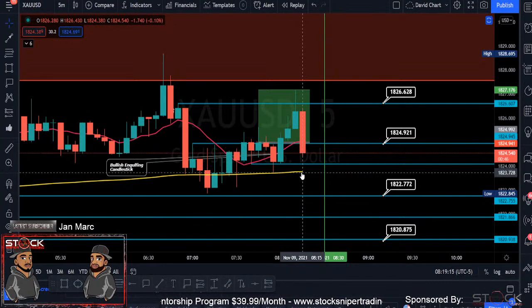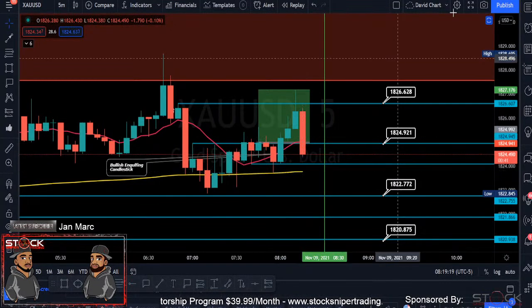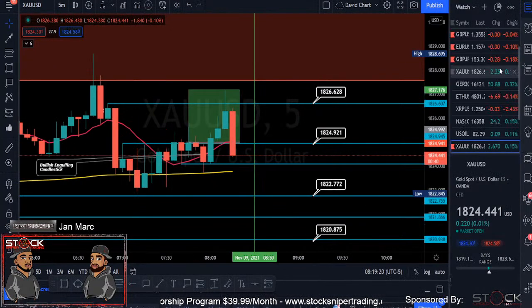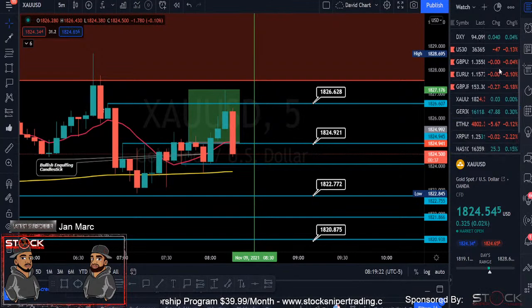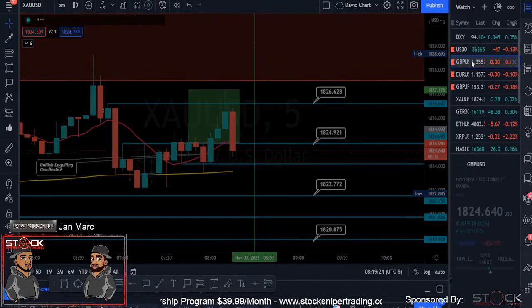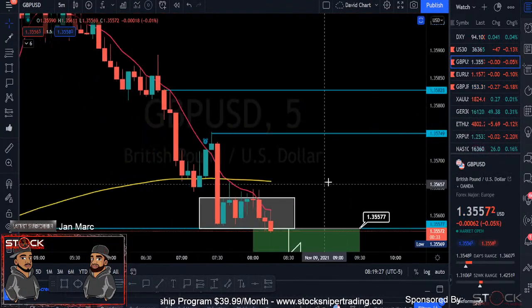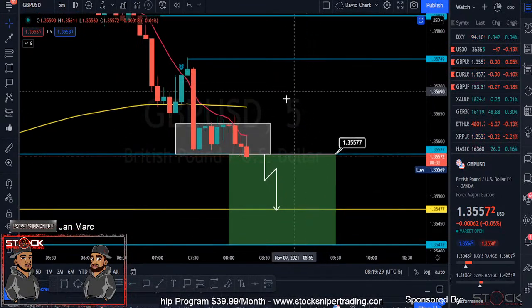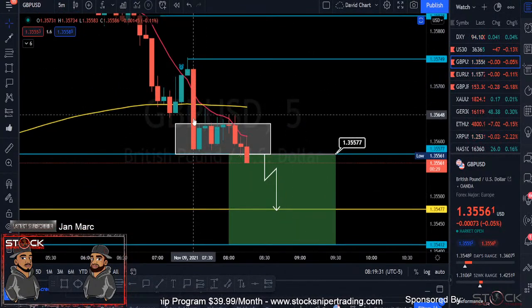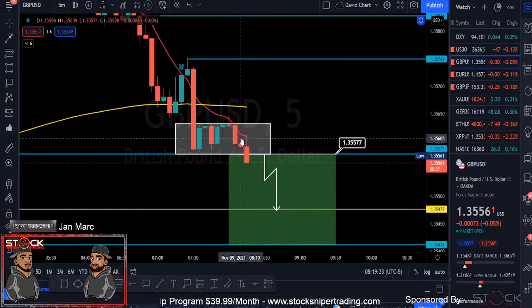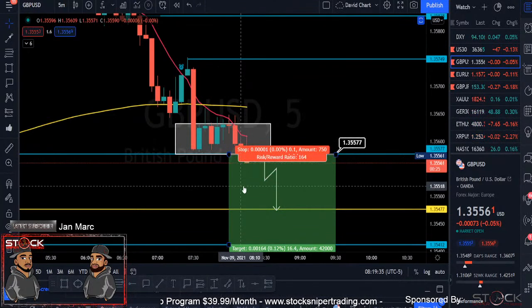All right. So let's check out GBPUSD real quick, because it's right at that critical point of dropping, guys. It's right at that critical point of dropping. See the continuation? Pull, flag, continuation, pull. All right.